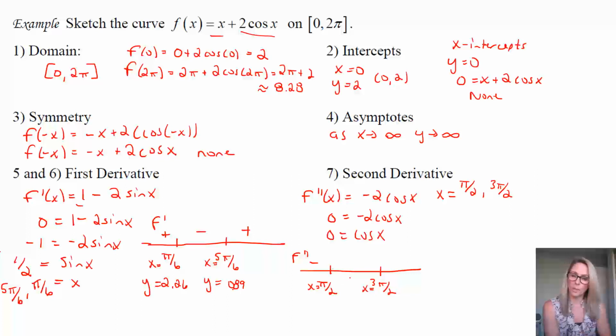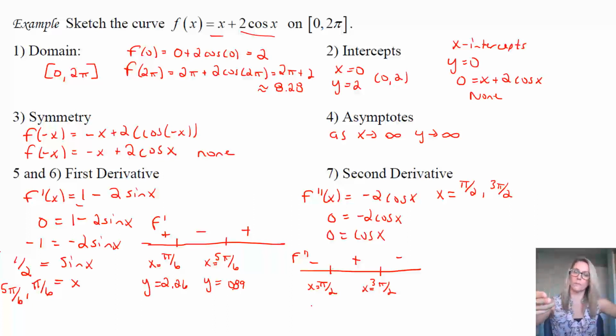Between pi over 2 and 3 pi over 2, we could pick something like pi, putting that into our second derivative. Cosine of pi is a negative 1 times a negative 2, and that's going to give us a positive 2, so we're going to be concave up. And then after 3 pi over 2, we could put in 2 pi, and cosine of 2 pi is back to 1, and times negative 2 is negative. So we're concave down.